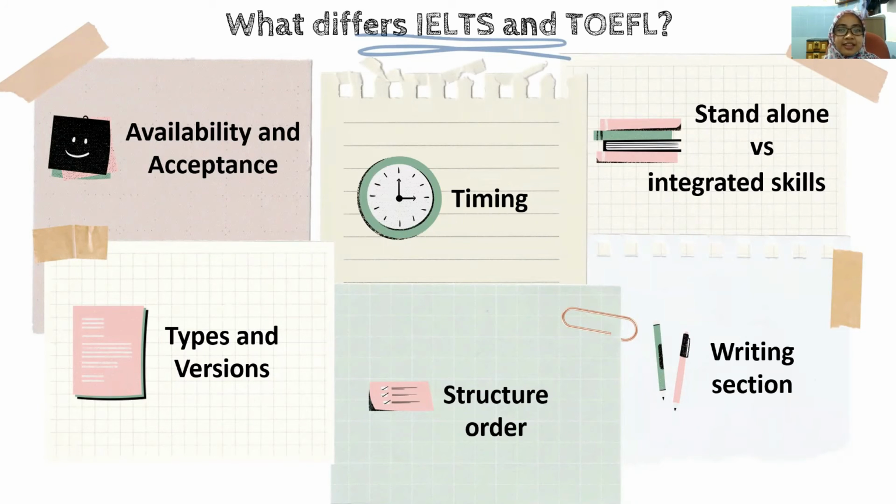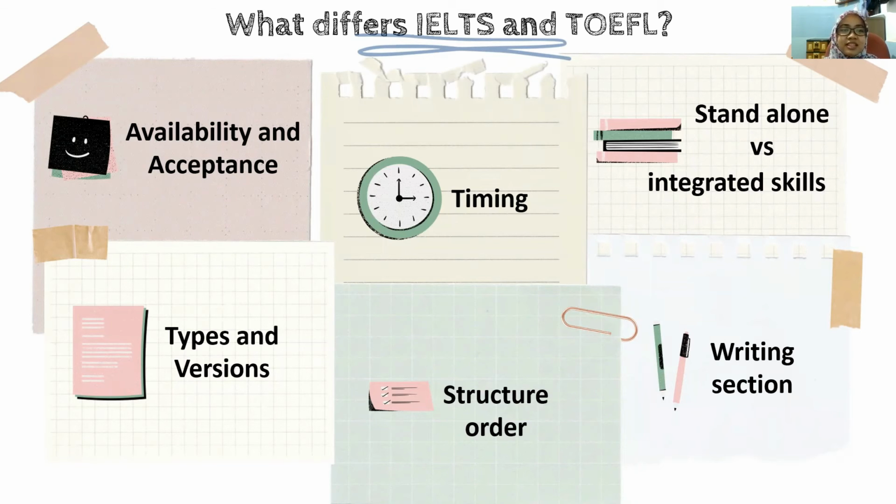So far, we have learned 3 types of English proficiency tests. And as internet-based tests, TOEFL and IELTS include 4 skills in one exam, unlike the TOEIC. So let's explore what differs these 2 types of English proficiency tests. The first one, take a look at the availability and acceptance.